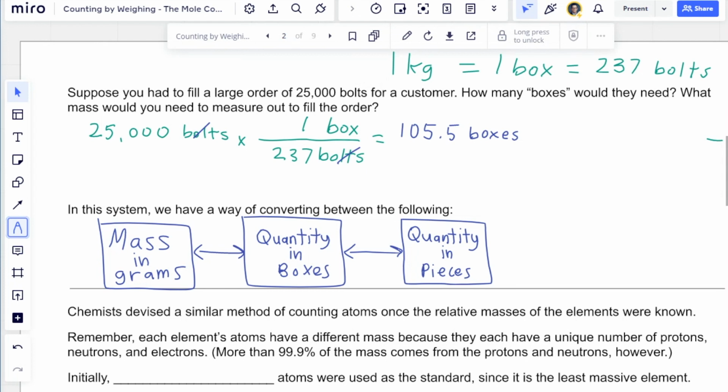Nevertheless, it could be used to count up large quantities of bolts, like in the example where we needed to fill an order of 25,000 bolts. In the hardware analogy, we were allowed to go from a measurement of bolts in grams, quickly convert that to the quantity in boxes, which was our convenient counting unit. And then if we did want to go to quantity in pieces, we could also do that too, using the fact that 1 kilogram of bolts would equal 1 box, and 1 box would contain 237 bolts.